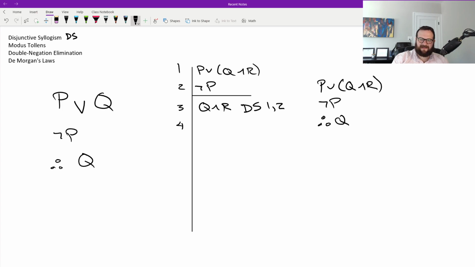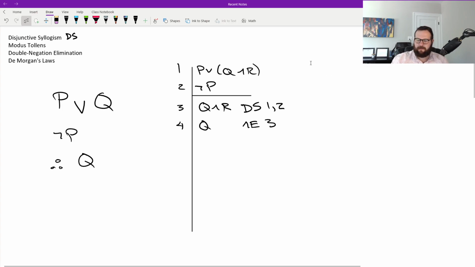Okay, and then to get my conclusion is pretty simple. That's just conjunction elimination, line 3. Okay, not too bad. If you didn't have disjunctive syllogism, you would have to do a bit more footwork to get to the same conclusion. Okay, let's get this out of the way and move on to modus tollens.